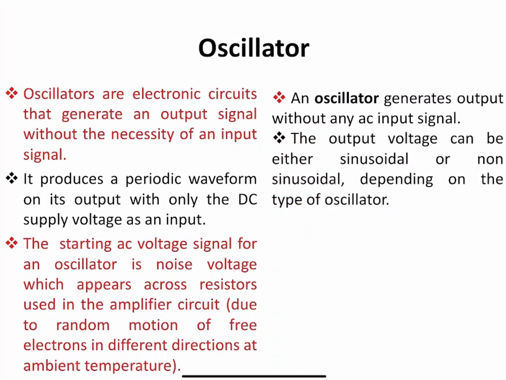You can see in this figure, DC power input is given, AC output is produced, and no AC input signal is given. The output signal, or output voltage, can be either sinusoidal or non-sinusoidal depending on the type of oscillator. In this lecture, we will discuss sinusoidal oscillators. A multivibrator is a circuit used to produce non-sinusoidal output. We will cover that in the lecture on multivibrators in detail.